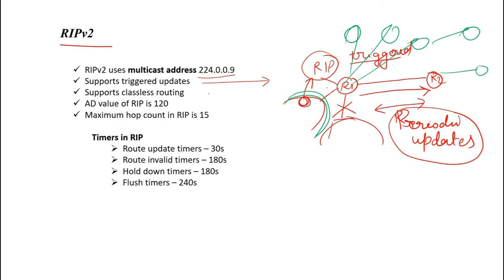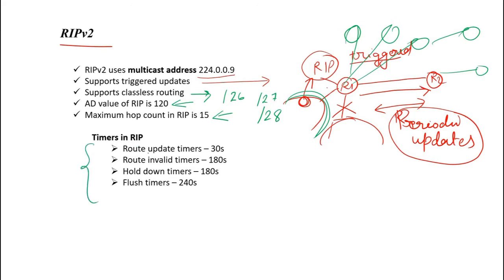Next, RIP supports classless routing. We just discussed that classless routing means it supports /26, /27, /28, so we can use any prefix length. The AD value of RIP is 120. The maximum hop count limit of RIP is 15, which we also just discussed. And then the timers in RIP, which is a very important part.